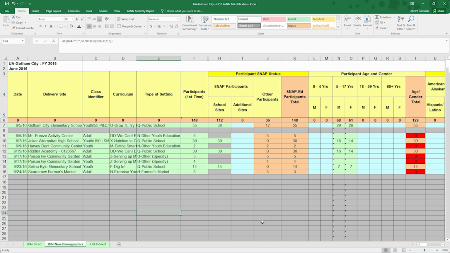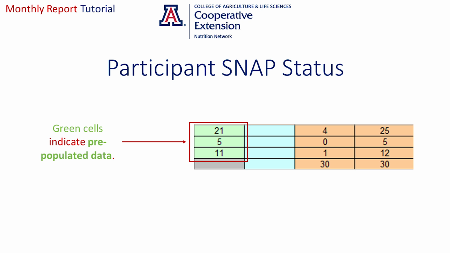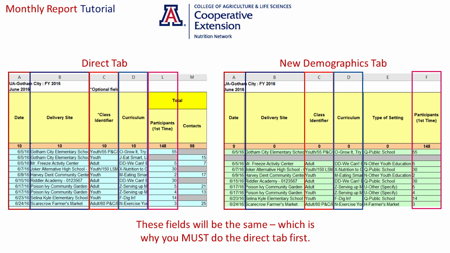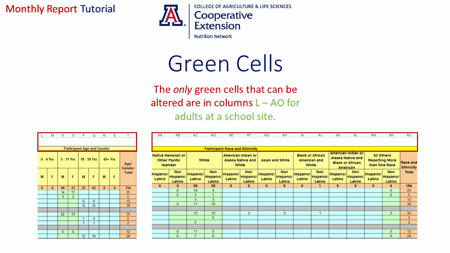You will notice 4 different colored cells in this tab. A green cell signals a field that is pre-populated with information. The first 6 columns will be this color, as they pre-populate from the Direct tab. The only time you will alter green cells is in columns L through AO when working with adults at a school site.